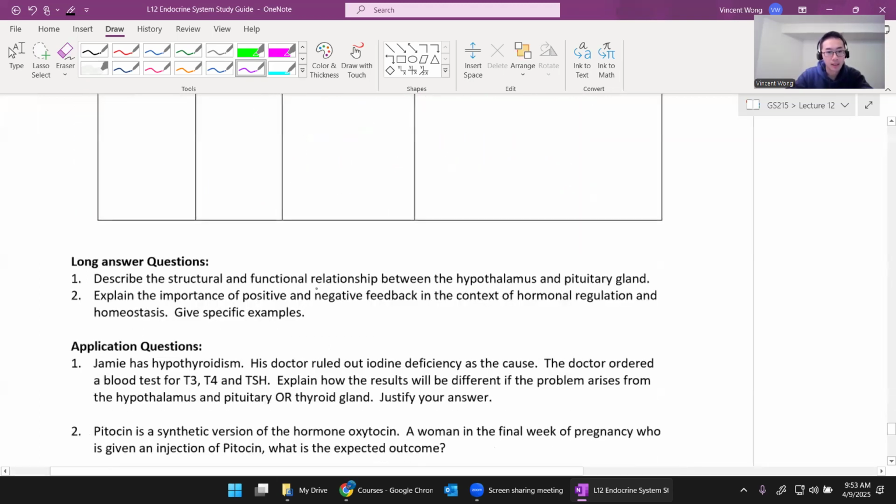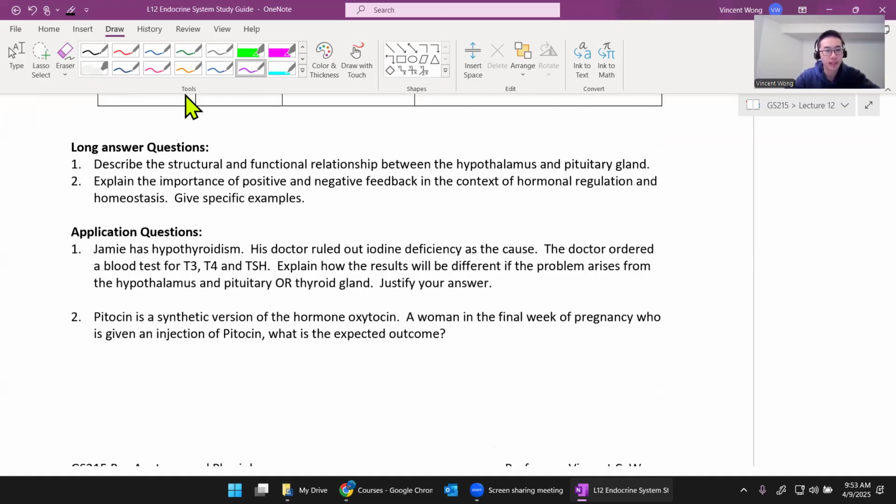I'm sure you can handle the long answer questions. Let's take a look at the application question here. Okay, it says Jamie has hypothyroidism. The example we learned in class was iodine deficiency, but there are other causes of hypothyroidism. So this question says the doctor ruled out iodine deficiency as a cause. Right, so we know that's not the problem. So he ordered a blood test for T3, T4, and TSH. Explain how the results will be different if the problem arises from the hypothalamus and pituitary or thyroid gland.